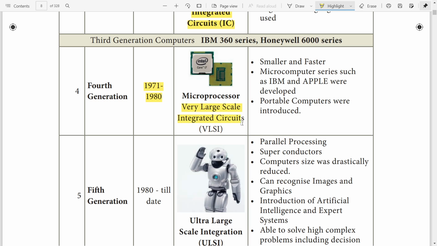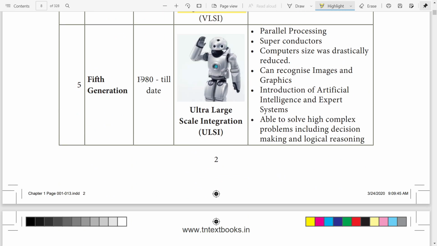Very large scale integrated circuits were used. Smaller and faster microcomputer series such as IBM, Apple were developed. Portable computers were introduced. Next one is fifth generation, 1982 till date.